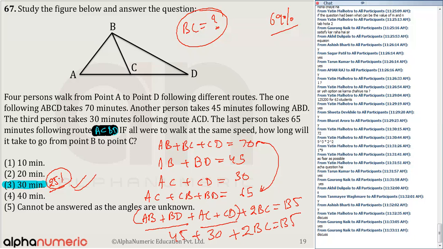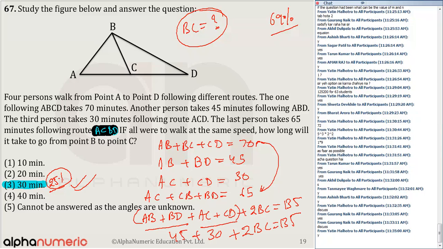So it was just a presence of mind check here, nothing else. The question is easy. Just need to rearrange the equations to get the correct answer. Is that clear to all of you? Should I move ahead?